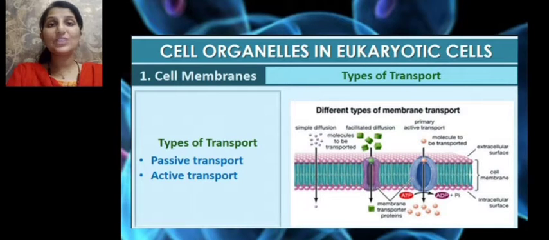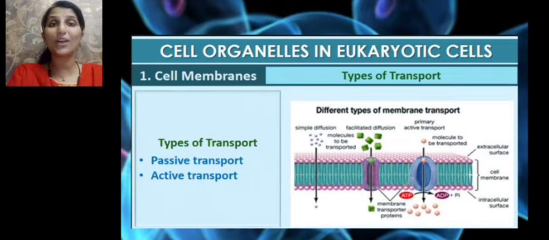Dear children, in the last module we learned about the functions of the cell membrane. What was the first function? It helps in the transport of certain molecules; it is selectively permeable to certain molecules which pass to either side of the cell membrane. In order to transport, there are two types of transport, called passive transport and active transport. Is it clear? So the cell membrane allows the transport of certain molecules.